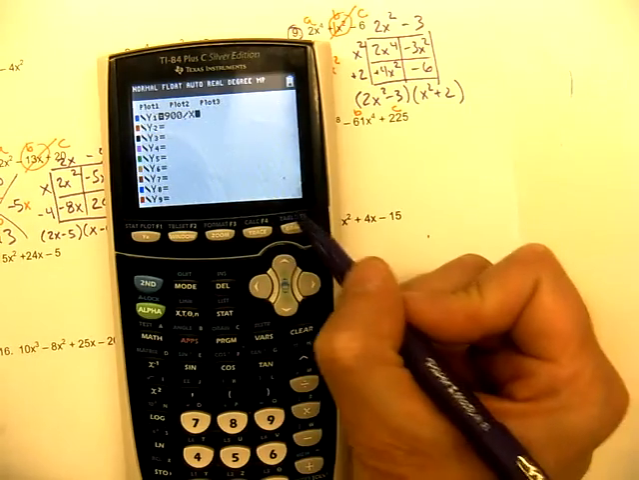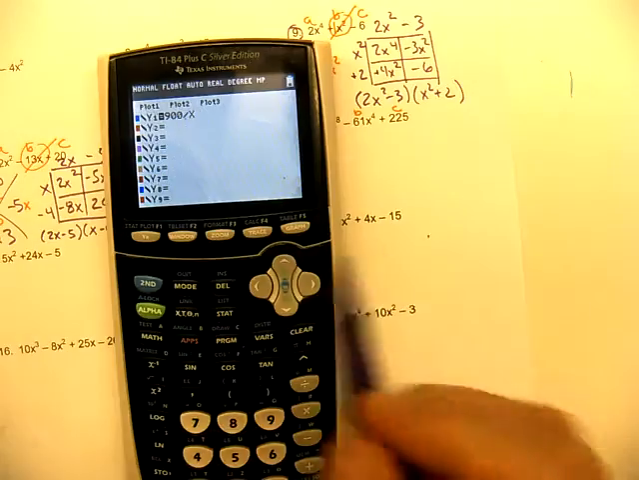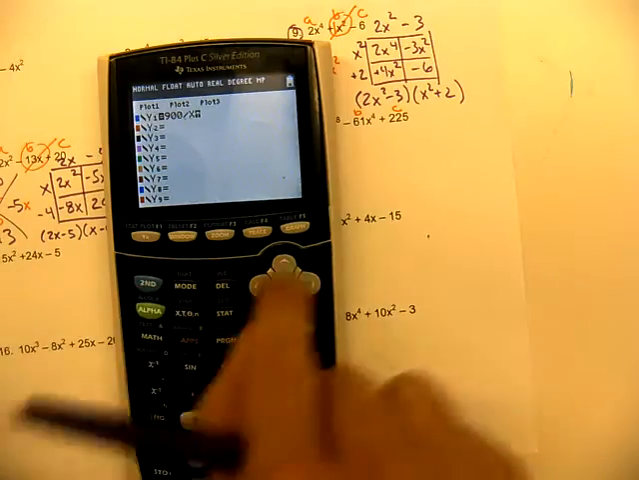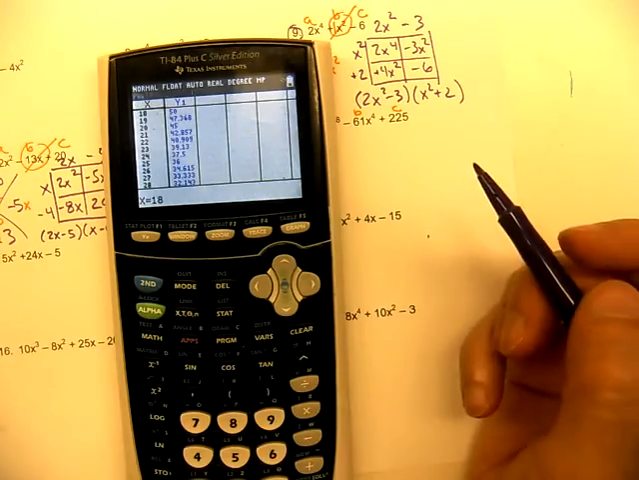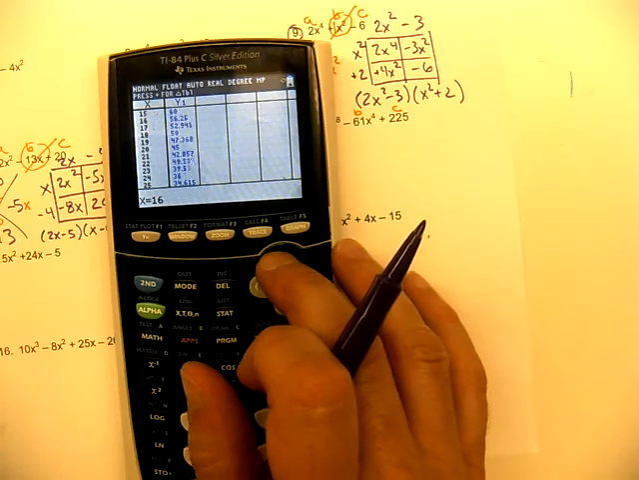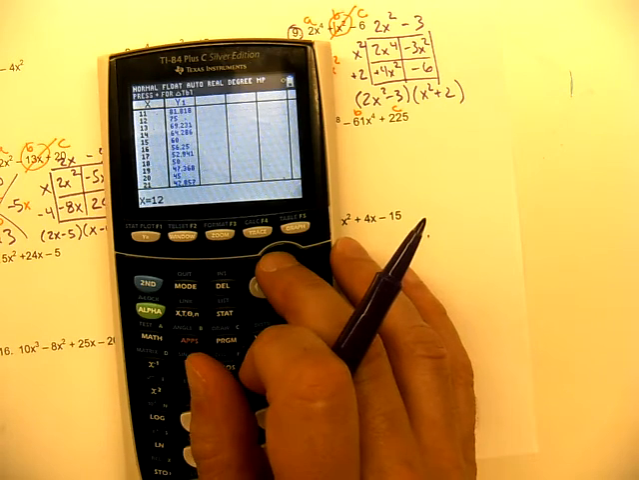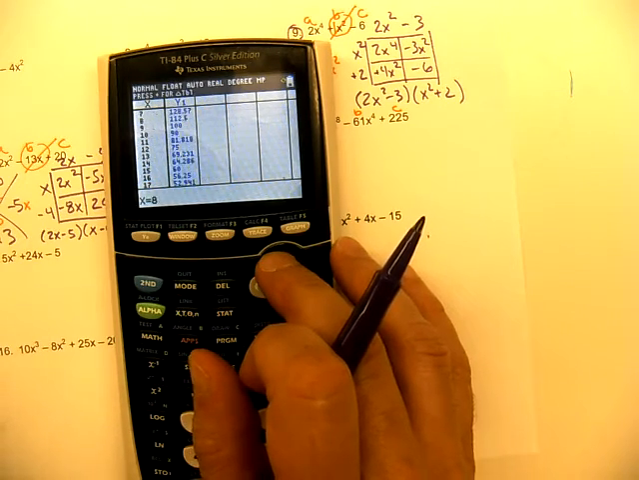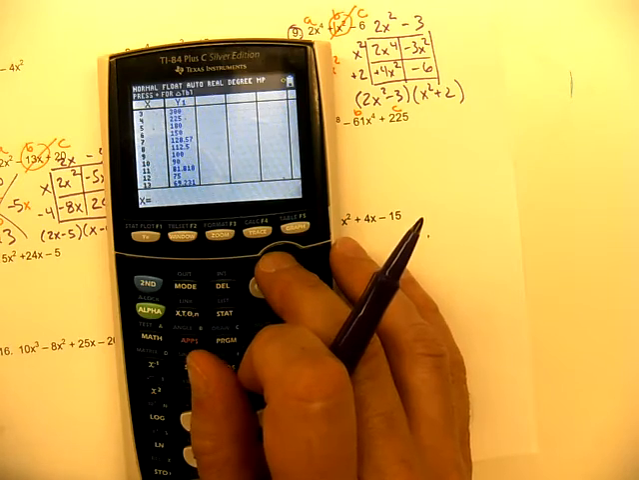Now I'm not going to graph it. I'm going to look at the table. So right above that is the table function. So second function table generates for us a whole list of numbers, as you can see here. And let me just scroll back closer to values of 0.